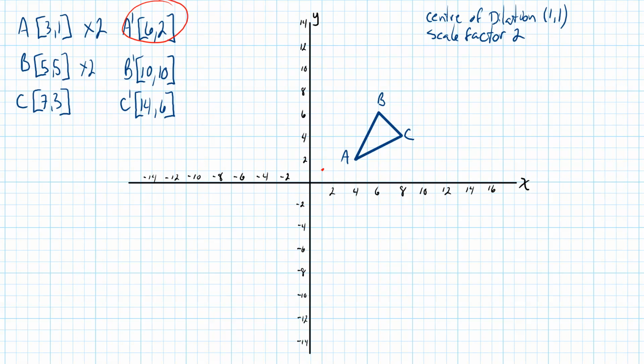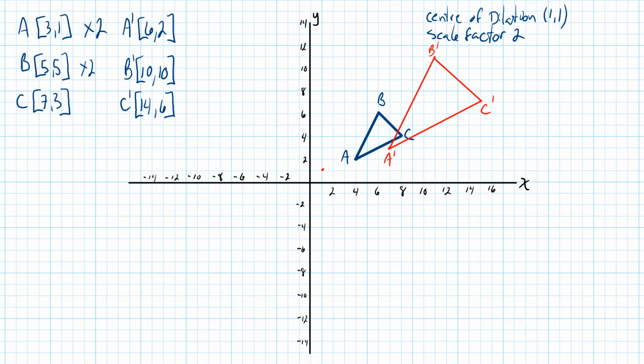So looking at the A prime vector, we're going to go over 6 and up 2, which takes us to (7, 3). So that is our A prime. For B prime, we're going to go over 10 and up 10. So we're starting at (1, 1). We're going over 10, so we're over to 11 and up to 11. And for C prime, we're going over 14, so that takes us to 15, and up 6, which takes us to 7. And we can join each of those vertices, form the image, and there we have it.